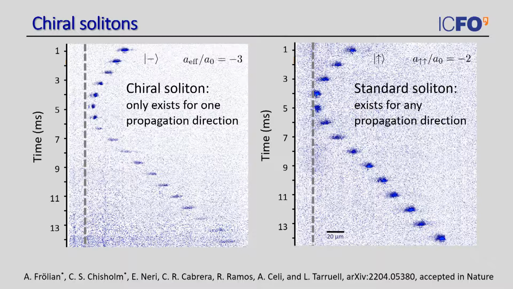And what we did was to create a soliton with atoms in one single spin component by changing a little bit the magnetic field to a regime where we have effectively attractive interactions in the spin component. And then we launch it against exactly the same barrier. And what we see for a standard soliton is that when it comes to the barrier, it compresses a bit, and then it bounces off, and it remains a soliton.